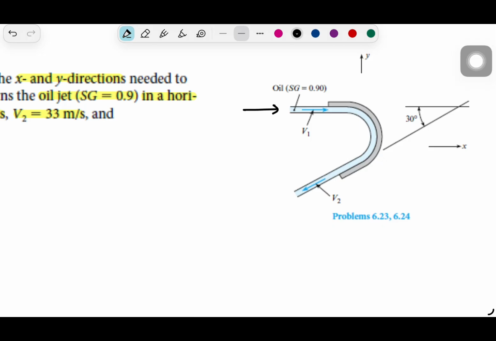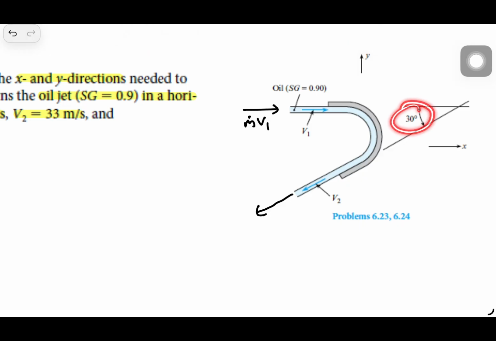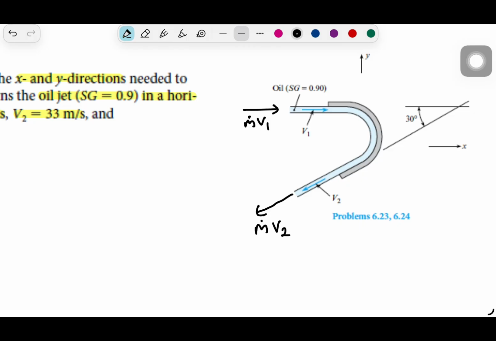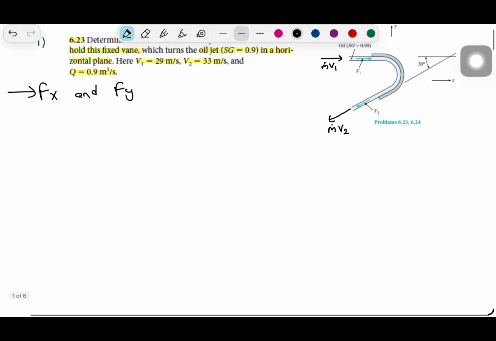So we have the inlet mass flow rate, the inlet momentum, and then we have the momentum for outflow, and it is coming out at a 30-degree angle. So let's say mass flow rate times out velocity. So this is the out momentum. Let's get started with the first one, which is horizontal.